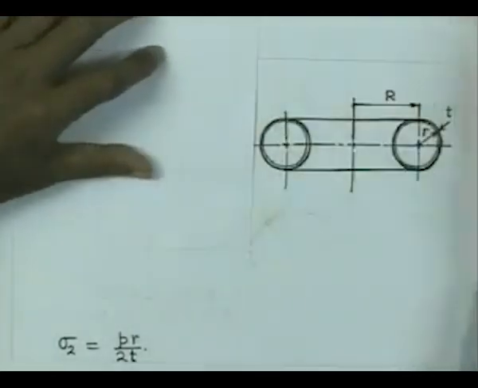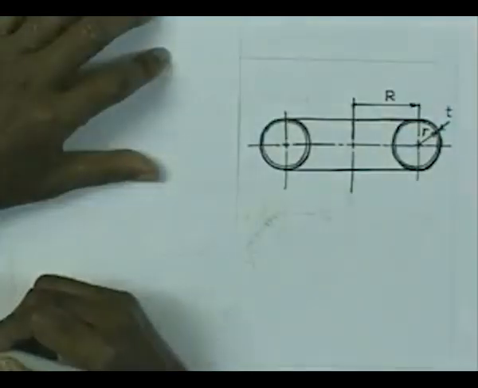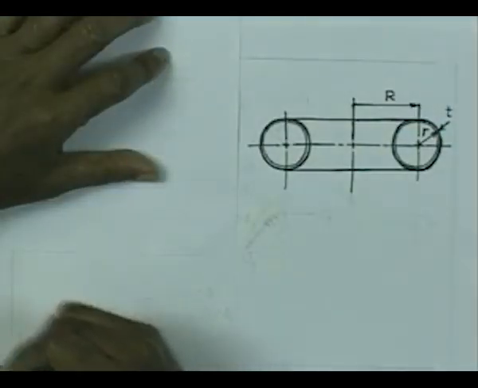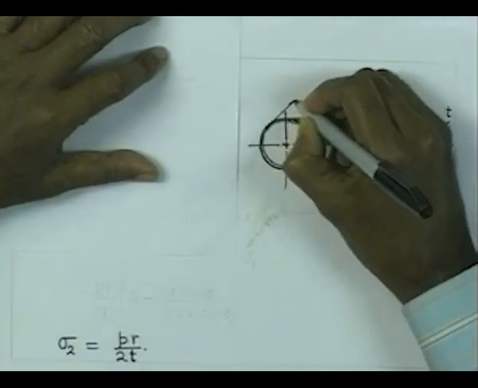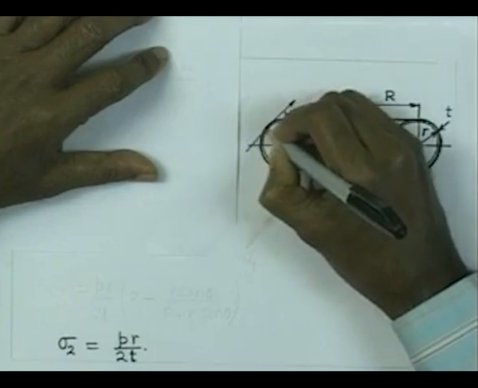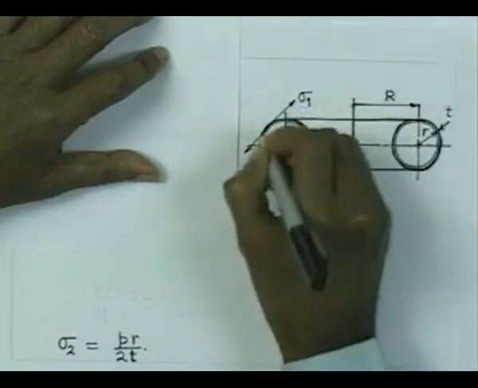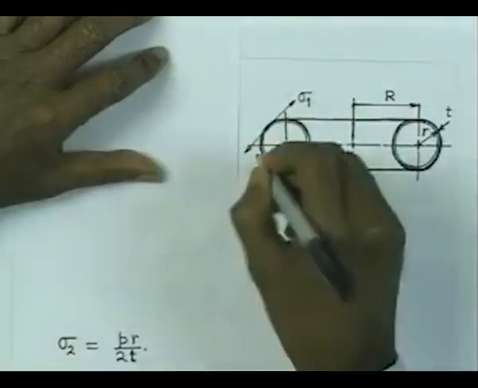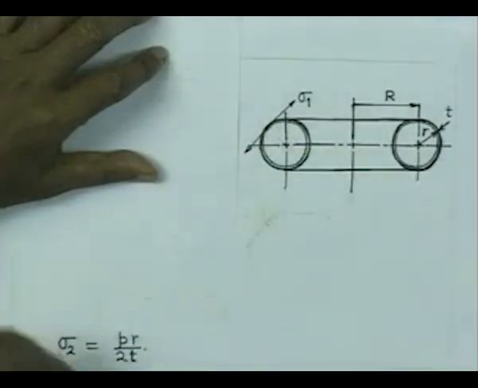Now, we would like to calculate the stress in the axial direction. Herein, if you consider this point, this point will be subjected to some stresses in this direction, that is nothing but sigma 1 here. So, sigma 2 is acting out of the paper, and sigma 1 is going to act tangentially to this cross section here.